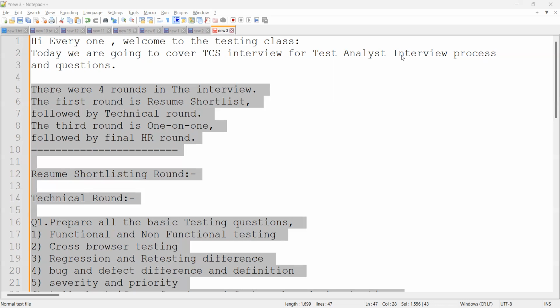So the first round is resume shortlisting. Once your resume matches the requirement of the job description that the HR has, then you might get a call regarding it. The second round is the technical round, followed by a one-to-one round with one of the technical people. If you clear the technical round and the one-to-one, then you will have an HR round where HR will discuss the other details with you regarding the job and the expectations of the hiring manager and all.